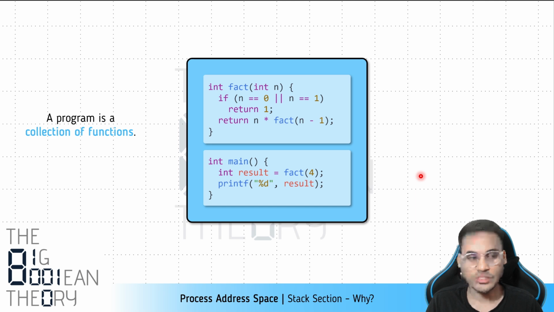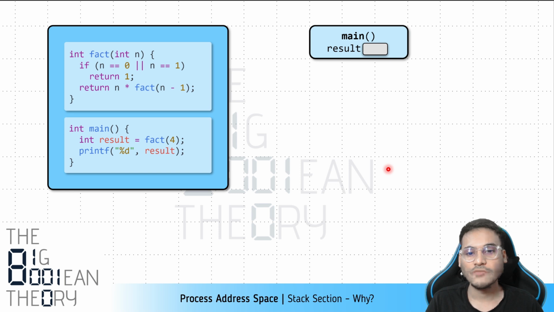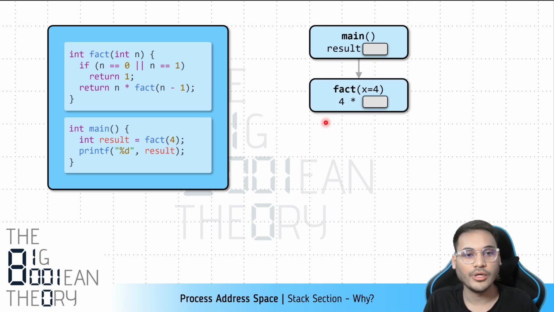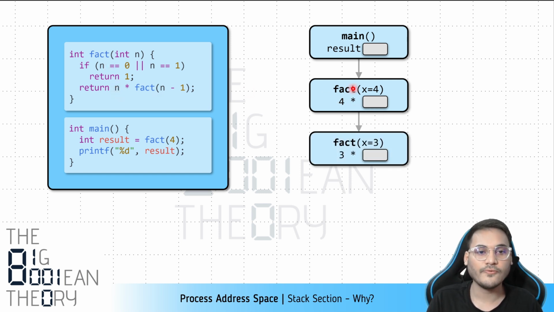So let us start the execution of this program, and by the execution we'll observe this property. The first function that is called is the main function. It has this variable result in which we will store the factorial of 4. Main calls the factorial function with the argument 4. This is the instance of fact that has been called with x equal to 4. This is not hitting the base case, so it will go here. 4 factorial can be computed as 4 into 3 factorial, so 4 factorial will call 3 factorial. In a similar way, 3 factorial can be computed as 3 into 2 factorial.